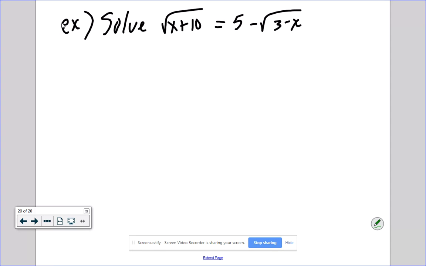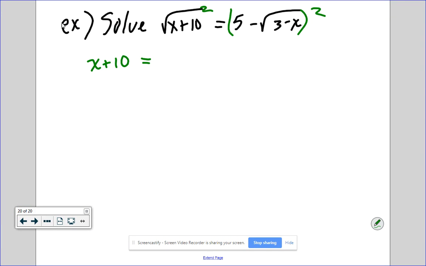If I look at the left side, square root of x plus 10 is already isolated. So we're just going to get rid of that radical first. And how do I get rid of a square root? Square. So we're going to square both sides. On the left side, the square and the square root cancel out, so I just have x plus 10.